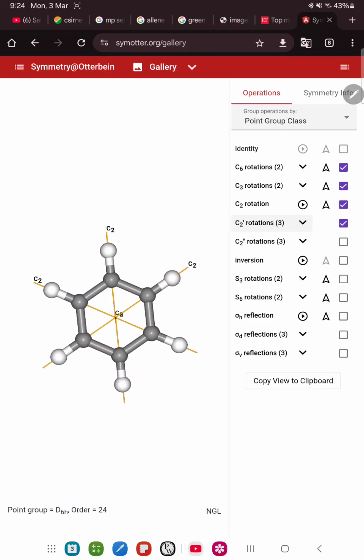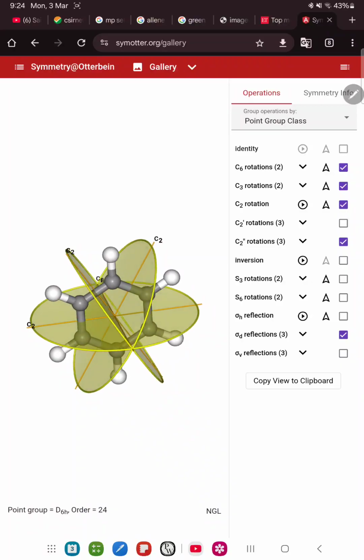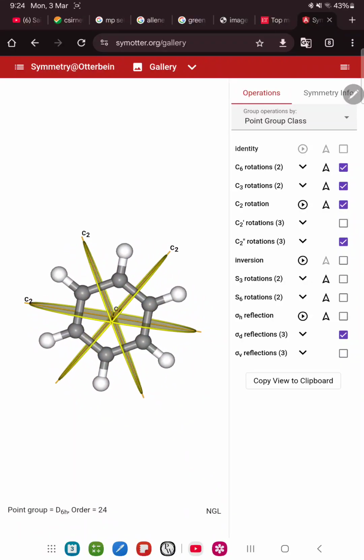So these are all the C2s which are passing through the atom, and this is the axis which is passing through the middle of the atom, or between atoms. So these are in between atoms, and if we put a sigma d here, just like that, this is the sigma d that we are talking about.